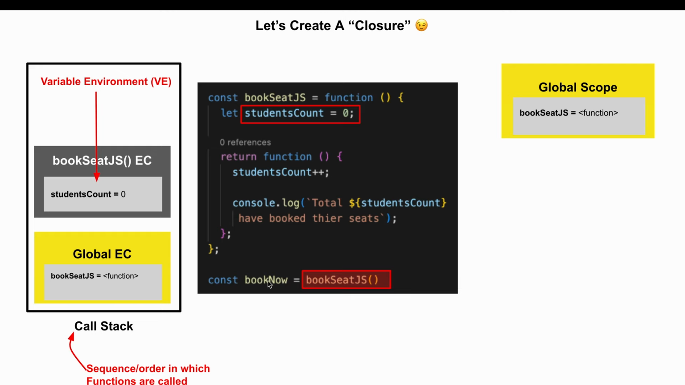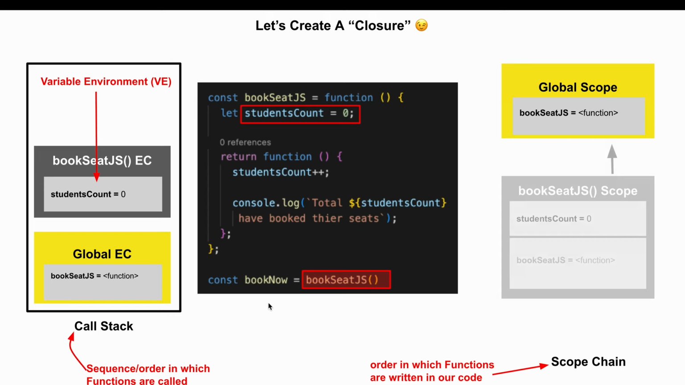Okay, and in the scope chain, this is how it is going to look. As you can see in the scope chain, we have this bookseed.js scope, where in the variable environment it has the students count. But wait, we can also see that we have this bookseed.js function's variable environment. That means this bookseed.js scope can also access the parent's variable environment, right?